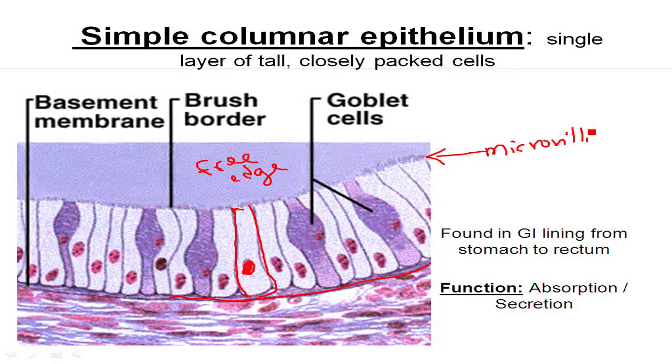And again, they don't move. Goblet cells are producing mucus. Okay? They are considered a unicellular exocrine gland. They are present in between these columnar cells, and they're going to be producing mucus to help the food move faster and easier through the GI tract.